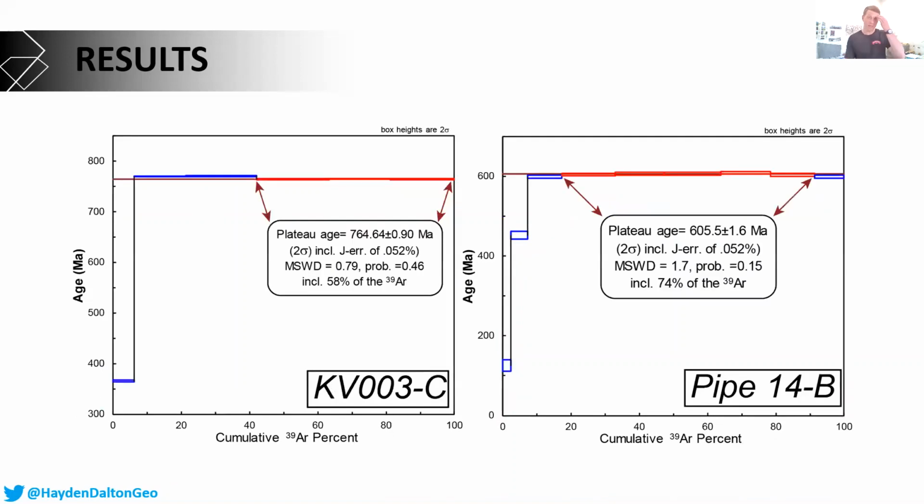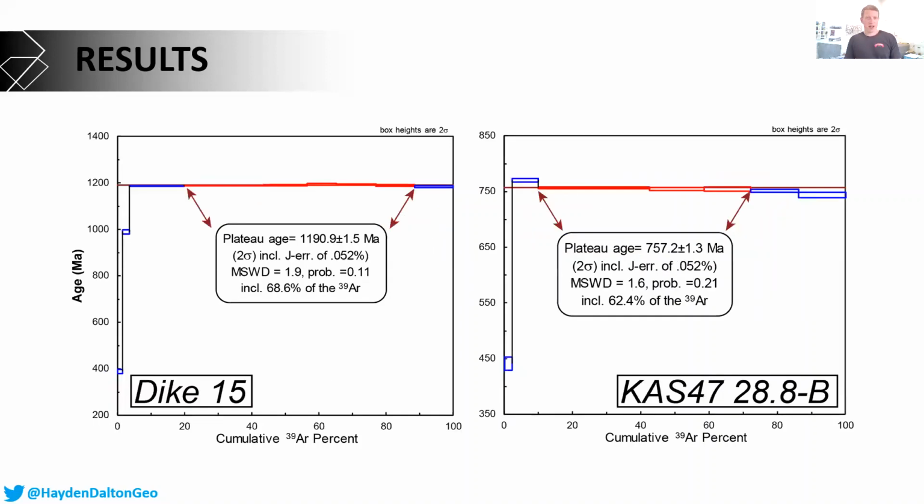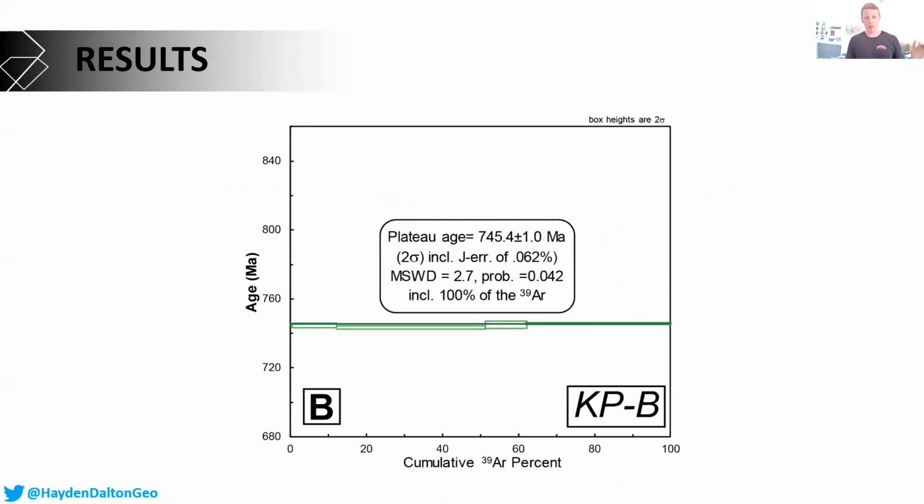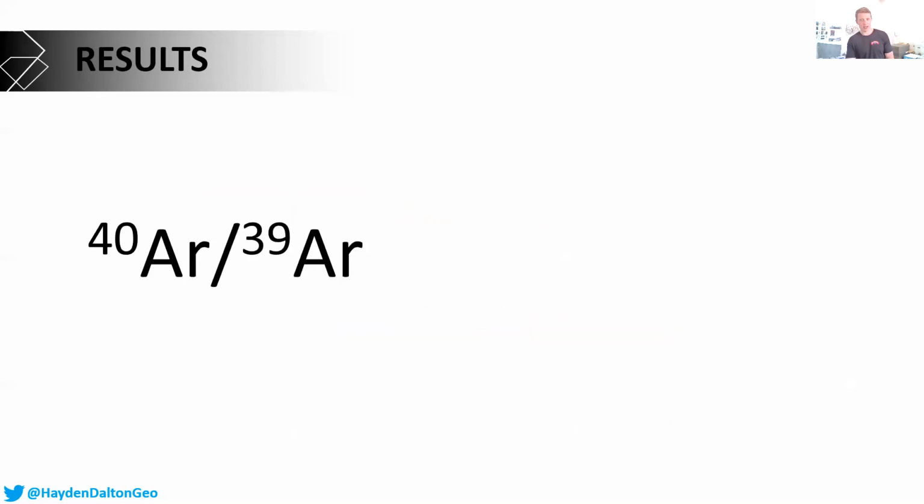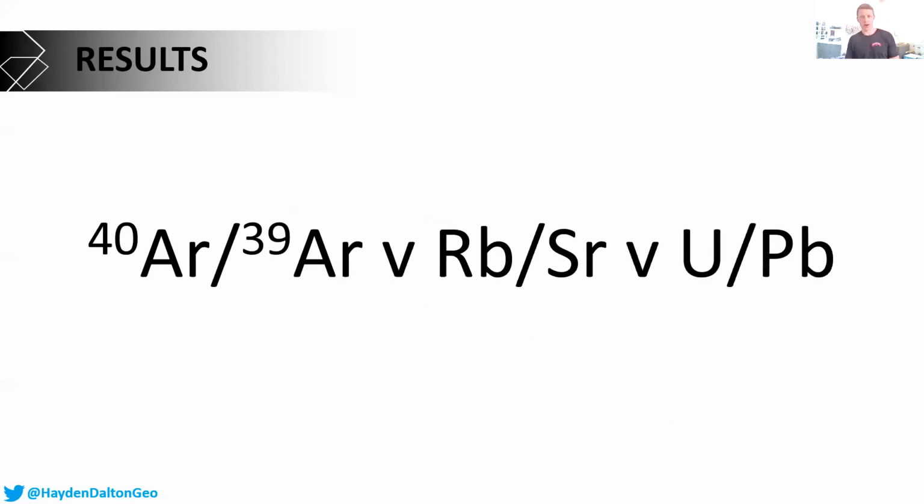And then we have quite a number of plateau ages that are evidently very precise. So for example, the one on the left there, 764.6 plus or minus 0.9 million years. The one here, we're almost at 1.2 billion years plus or minus 1.5 million years. So again, the plateau ages are precise, but are they accurate? We'll get to that. And then we have one more example where the release spectrum is completely flat, and again, a very precise age.